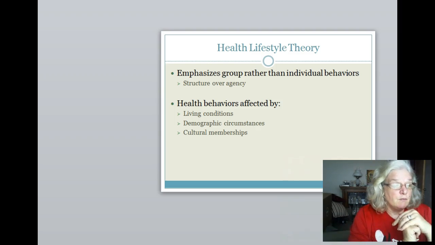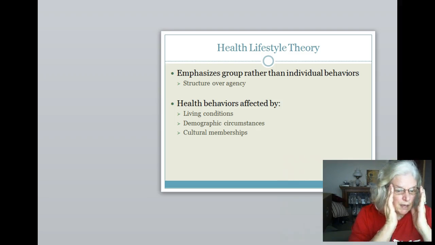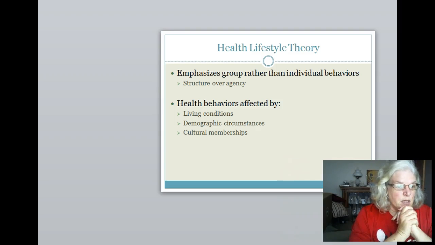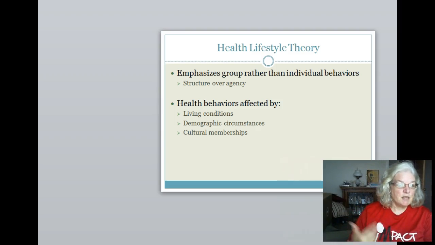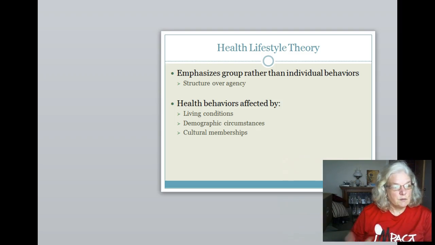We know that people that live in inner cities that are polluted may have more health problems, but they also, if they don't have access to immediate transportation, may be walking more, may be doing more for their health within the process. And we start to look at living conditions, those demographic circumstances, and where we belong in the cultural membership. As you start to explore that, you're going to see that the sociological issues really come up. Is it structure over agency? And so what influences our behaviors and how we interact and how we work with the process?